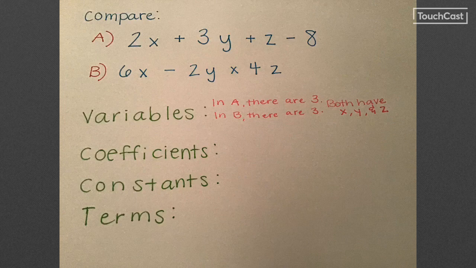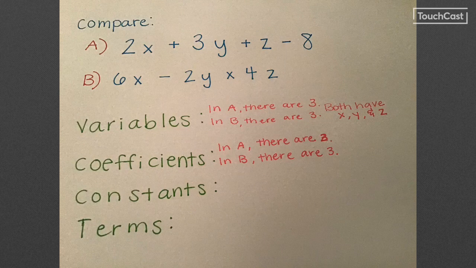Now let's talk about the coefficients. How many coefficients are in A and how many coefficients are in B? Remember, coefficients are the numbers multiplied by a variable. Now this one's a little bit tricky. You might think that there are only 2 coefficients in equation A. You might think that there is the 2 and the 3. But there are actually 3 coefficients in that equation.